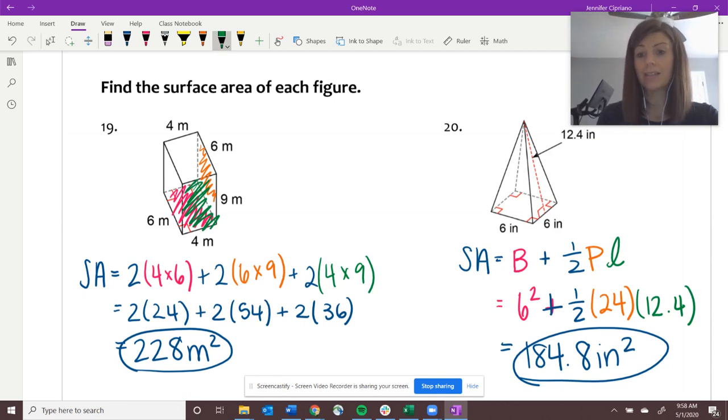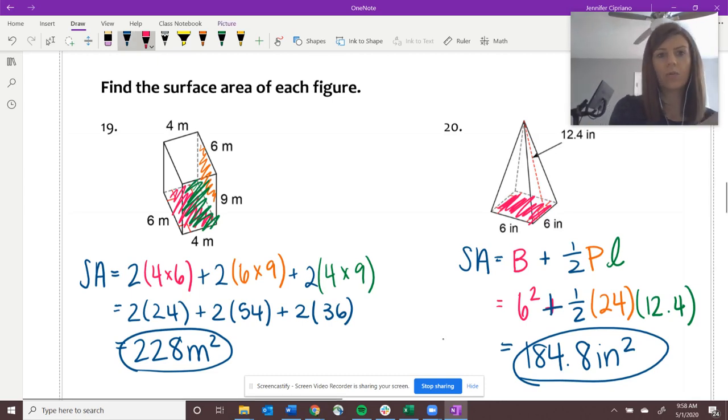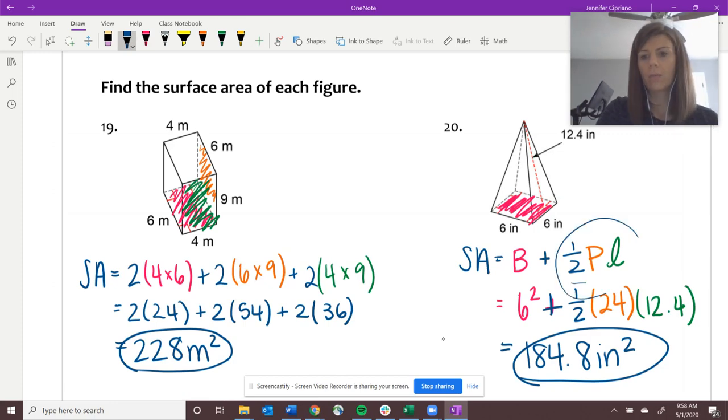Number 20, so this is a square pyramid. So our surface area is going to be the area of the base. That's what the capital B is. So the area of the base is 6 times 6, 36. Plus, we have to add up the area of all of those sides. And that's what the 1/2 perimeter times slant height does.